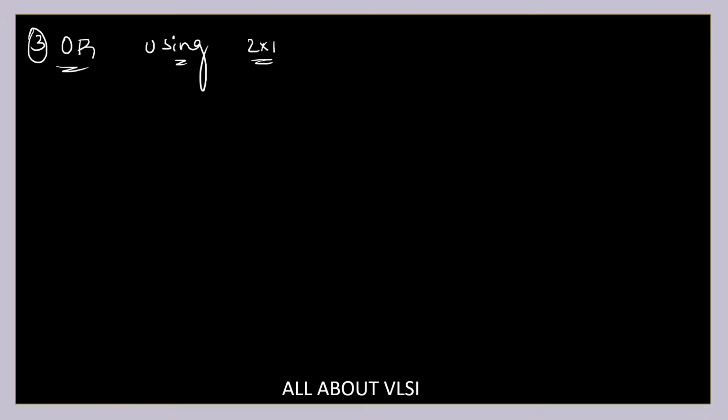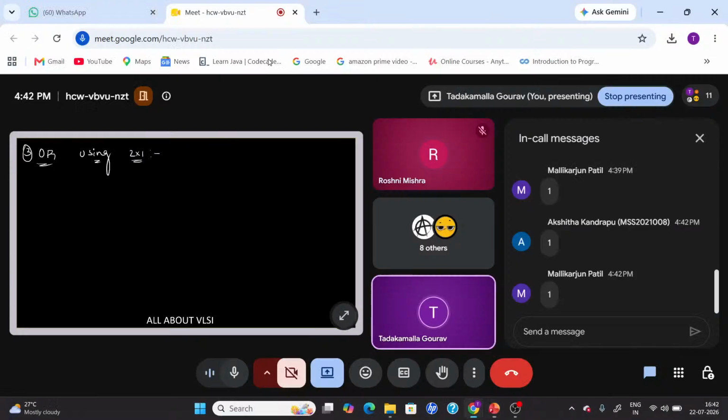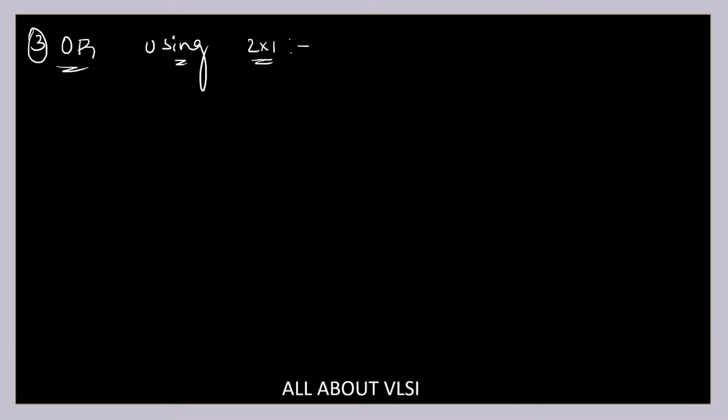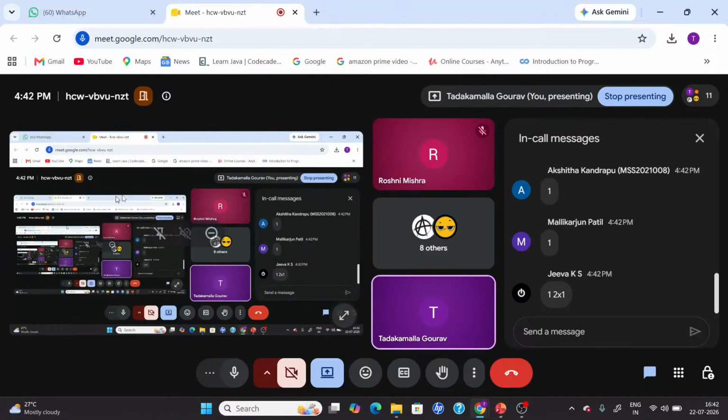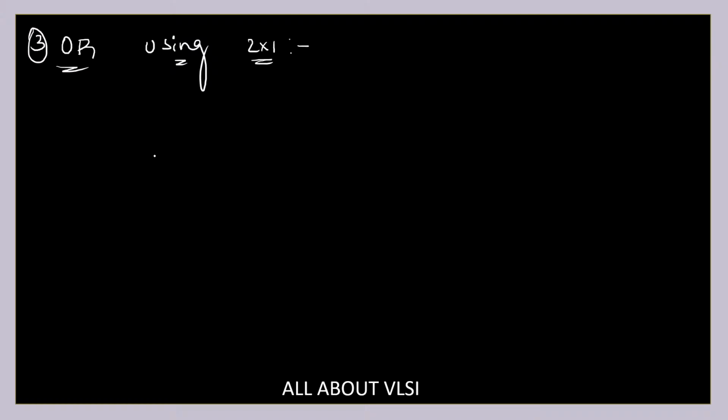Now, can anyone tell me how many multiplexers do I need for implementing this? How many multiplexers do I need for implementing an OR gate using 2 cross 1 multiplexer? One 2 cross 1 multiplexer. Okay, let's see. So I'm following again method number 2, where I'm going to first of all come up with the truth table of my OR gate.